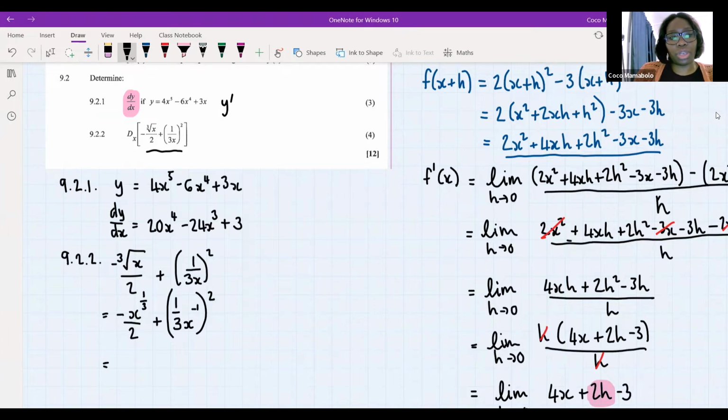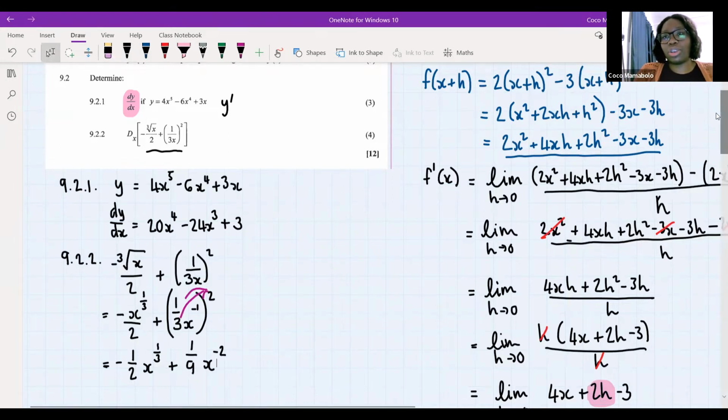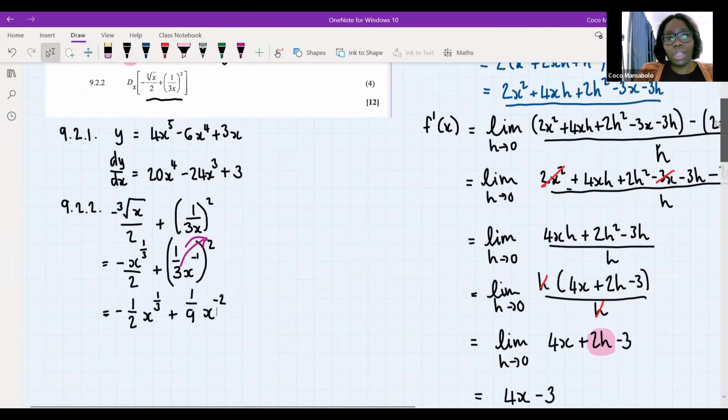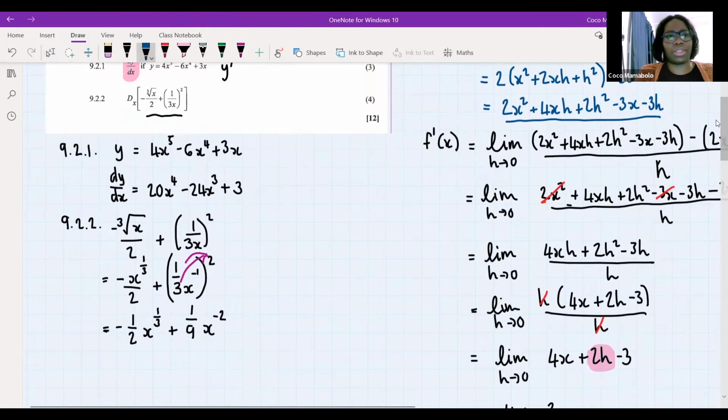Okay, I'm going to rearrange this. Instead of writing negative x to the power 1 over 3 over 2, I'm going to rewrite this as negative a half of x to the power 1 over 3 plus, and then I still need to multiply this in. So I'm going to end up with 1 over 9 x to the power of negative 2. And then finding the derivative of anything, x to the power of something, that's the easy part. But I still need my notation, guys. I need to continue with my notation. I'm actually just going to continue right next to it. Otherwise, it's going to look messy.